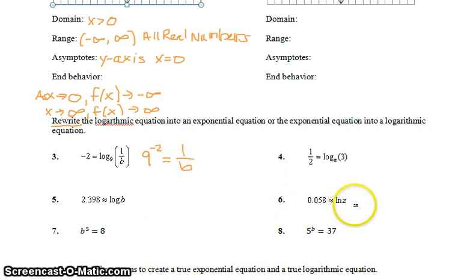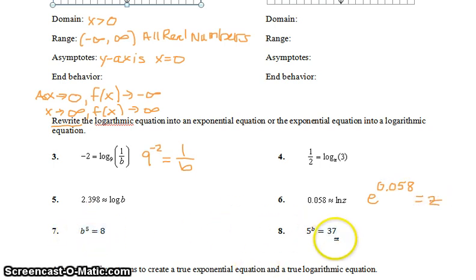A problem like number 6 is already in log form, so very similar to number 3. But we have to remember that our base here is e, so the exponent on e is 0.058. And what does that equal? That equals the letter z.